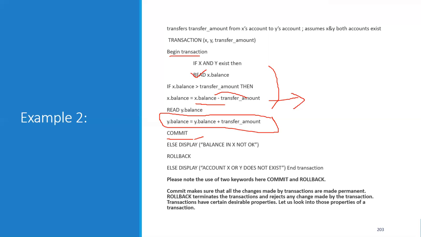Here you have to understand what a rollback is. Rollback terminates the transaction and rejects any change made by the transaction. So this is a very important definition: what is commit and rollback? So that is up to here.